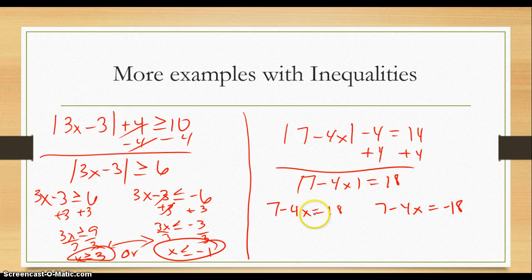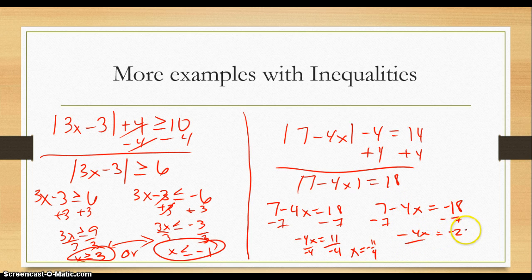Again, the equal signs just stay the same. We're just going to get two values out of this. So we're going to subtract the 7 over first. Negative 4x equals 11. Divide by negative 4. x equals negative 11 over 4.